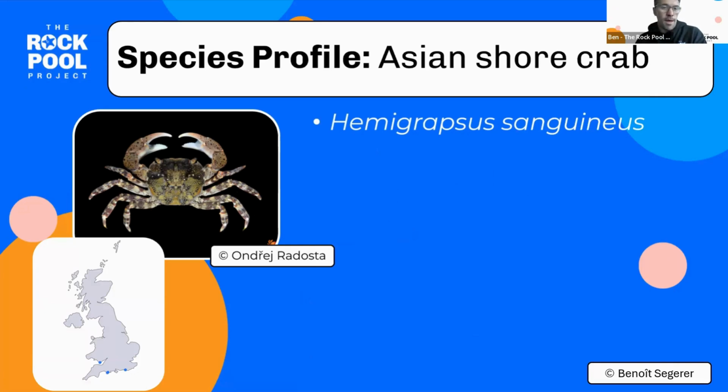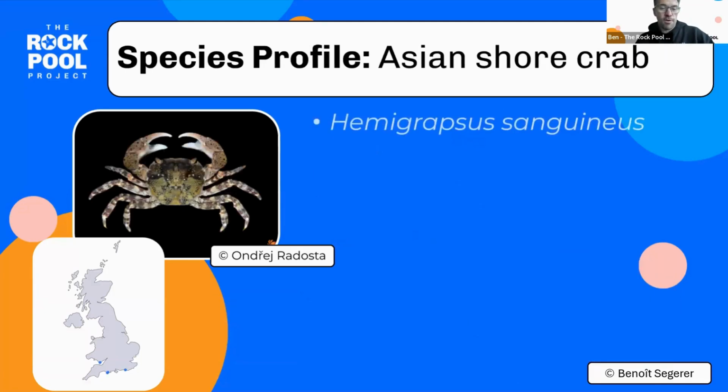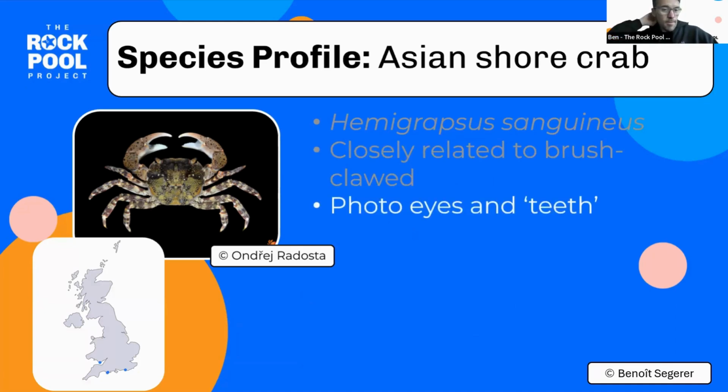The brush-clawed crab has little tufts on its claws, so that's one way to tell the difference, I suppose. But I wouldn't be so bold as to say that if it doesn't have tufts, it's definitely not the brush-clawed. But maybe Chris and John can help me out with that as well. They're very closely related. Make sure you take a photo of those eyes and the teeth.